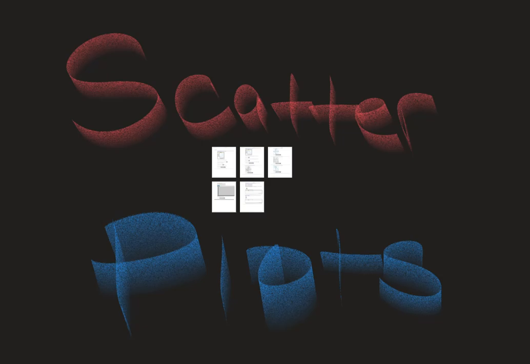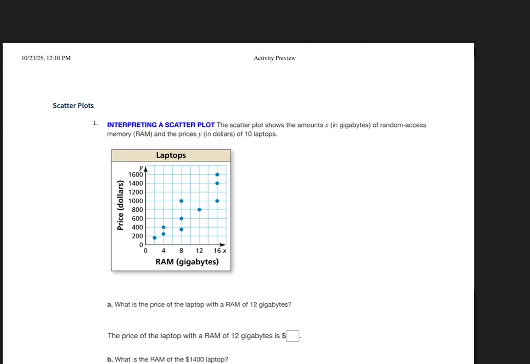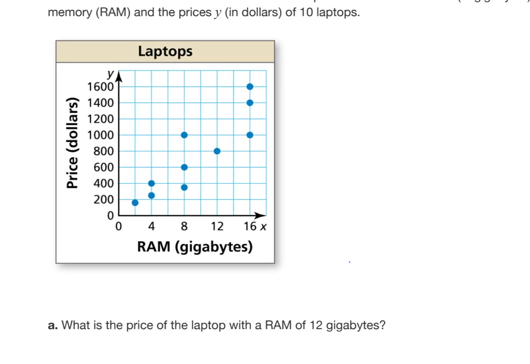We're talking scatter plots. Here's the fun part: these are supposed to be scattered little dots, as I wrote that, and that's so fun. All right, we're going to interpret this graph of scatter plots that shows the amount X in gigabytes of RAM and the prices Y in dollars of 10 laptops. So let's check this out real quick. There's 1, 2, 3, 4, 5, 6, 7, 8, 9, 10 data points. Okay, so these are 10 individual laptop prices.